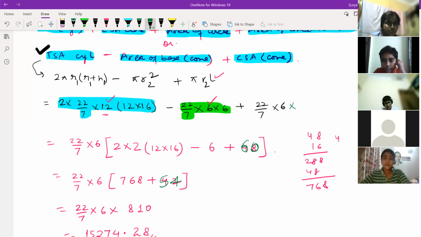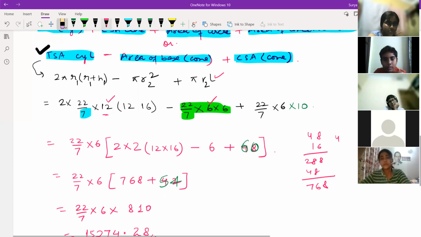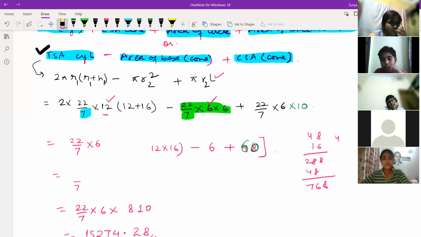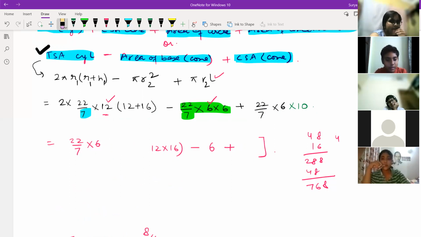the TSA of cylinder is 2 pi r into r plus h, no, sir. Yeah, so we have multiplied 12 into 16. We have to add 12 plus 16, sir. Here we should add, so 12 plus 16. Yeah, correct. So here we have to write. Again, I'll just do this part. That's better, Victor. One mistake, no.